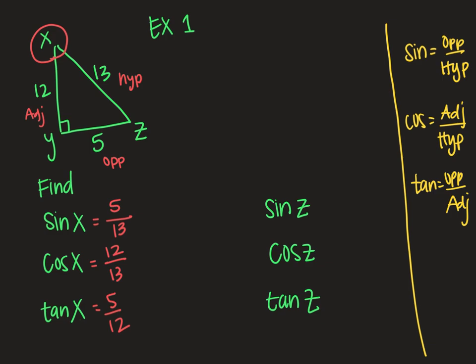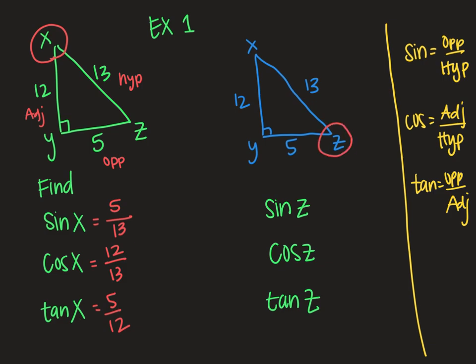Now for these other 3, I actually have to relabel my sides because now they're different. So I'm going to redraw this triangle over here. So I know I have sides 12, 5, and 13, and x, y, and z. Those will all stay the same. But now my reference angle is different. My reference angle is z.